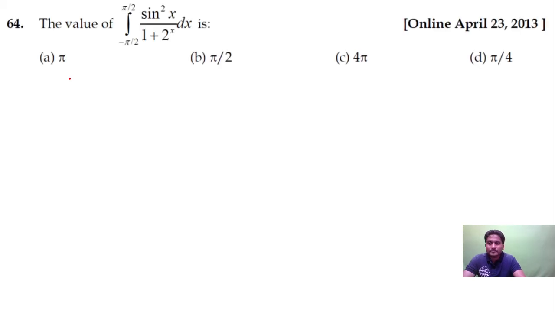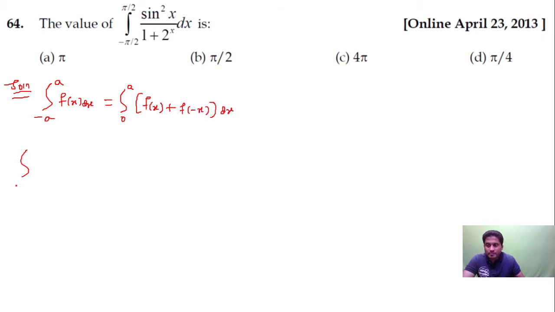This we have done, guys, in the online paper: the integral from minus pi by 2 to plus pi by 2 of cos square upon 1 plus 2 power x. So for minus a to plus a, if it is neither even nor odd, the integral from minus a to plus a of f of x dx will be equal to the integral from 0 to a, taking this in a bracket, of f of x plus f of minus x dx.